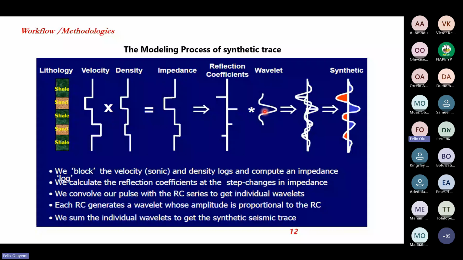Where you have gas, for example, a gas cap, you begin to say, okay, this gas cap should give me a low density, and you expect your velocity to be low. So what am I expecting? The top of that gas cap should give me a soft kick. What is a soft kick? A soft kick is a negative reflection coefficient. When I get to seismic, what am I supposed to see? I'm supposed to see a trough. It's just that simple.